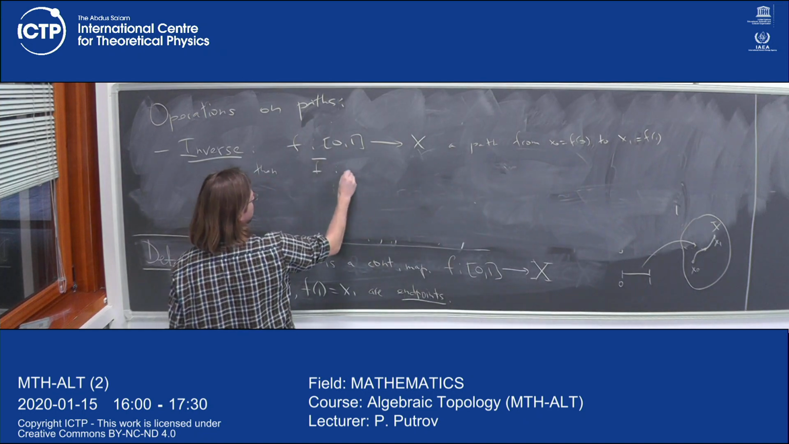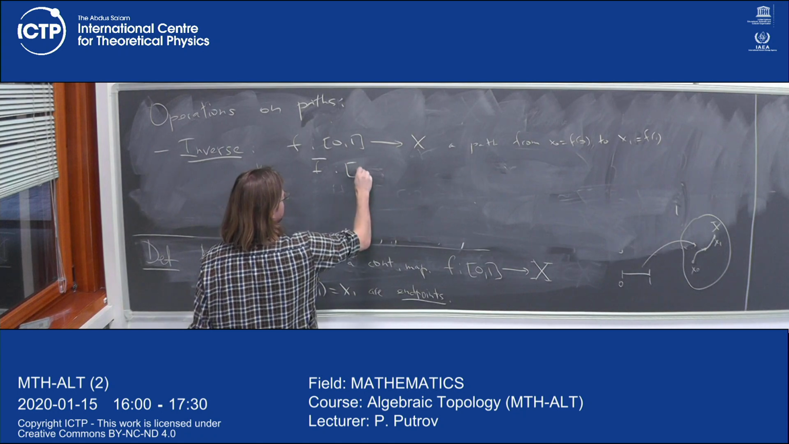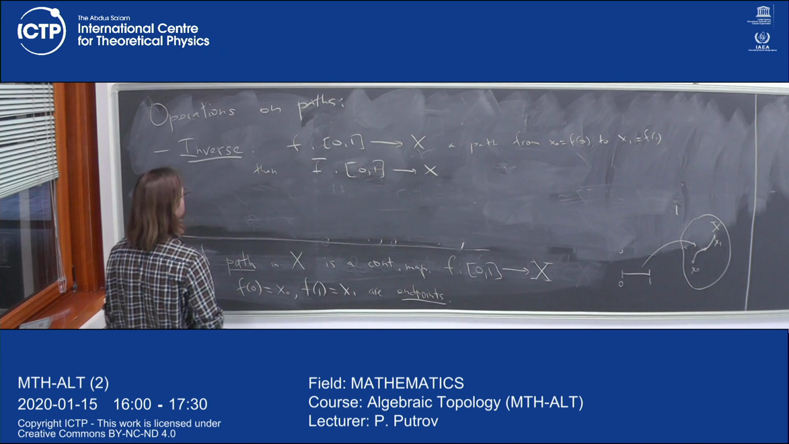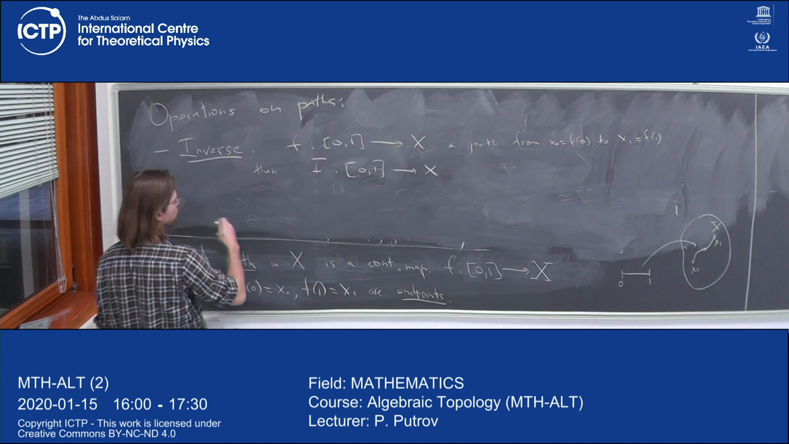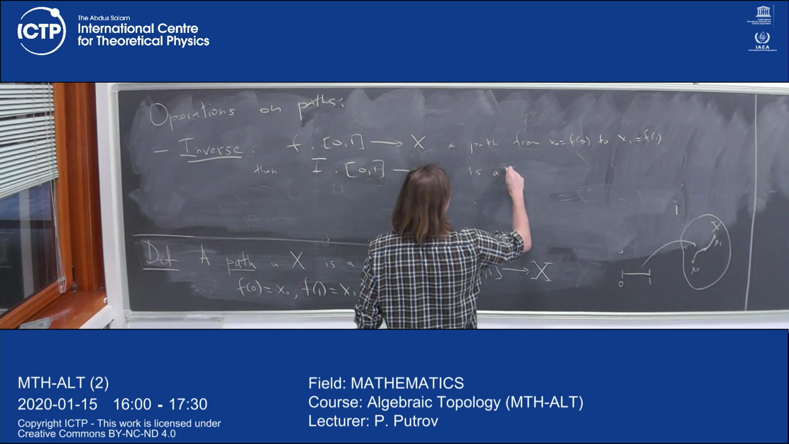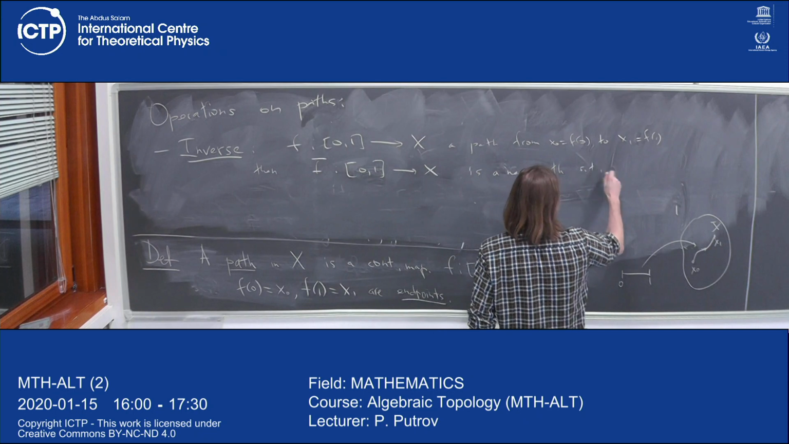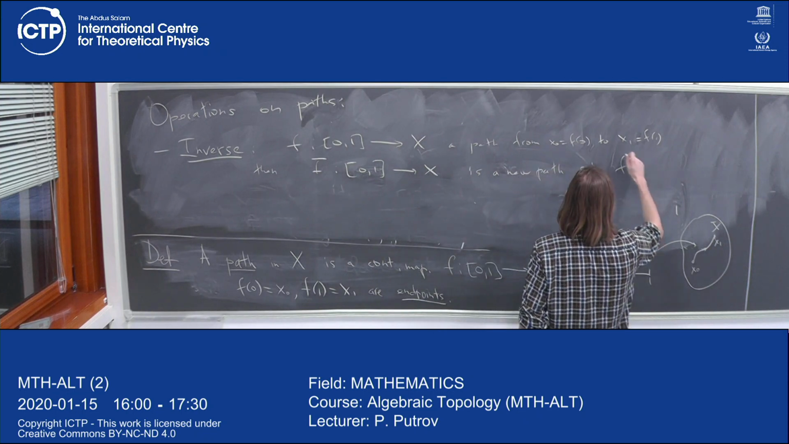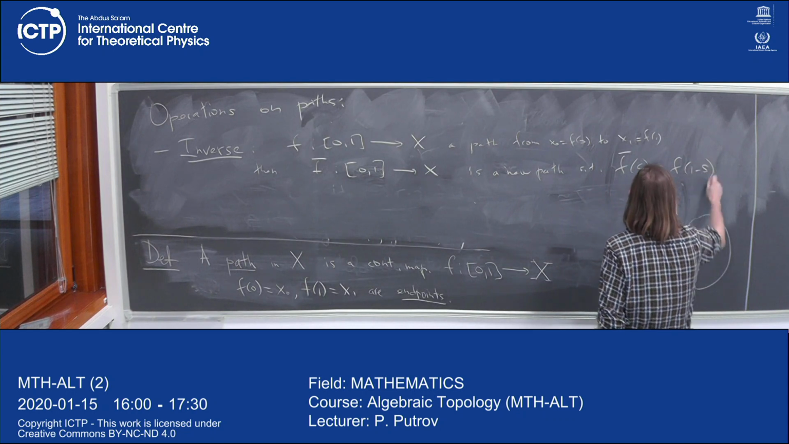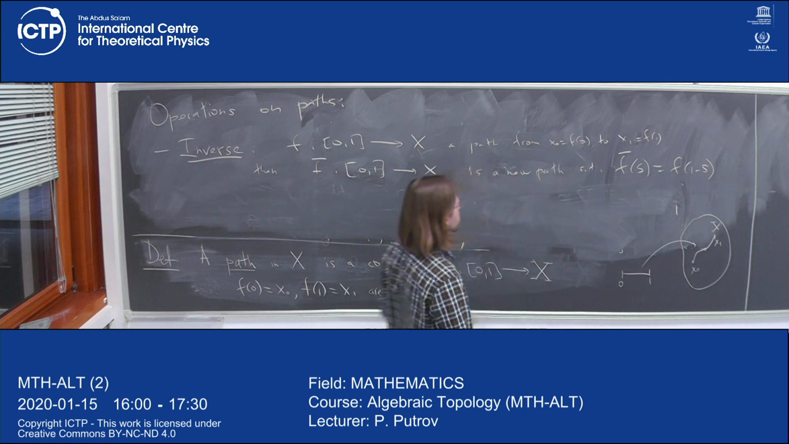Then f bar is a new path, which is called the inverse. The new path is defined by the following formula: f bar of s is the same as f of 1 minus s. And of course now it's a path from x1 to x0.